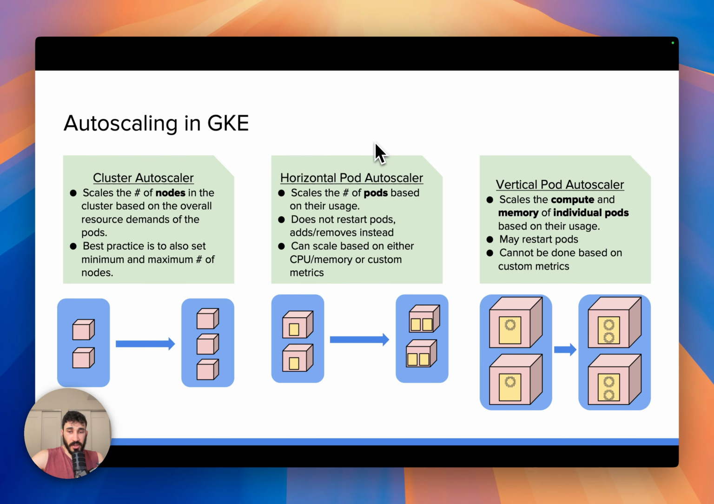Vertical pod autoscaler scales the resources that are available to the pods, right? So the compute and the memory of the individual pods based on their usage. That is what gets scaled with vertical pod autoscaler. It may restart pods, and it cannot be done based on custom metrics. So just contrasting it with horizontal pod autoscaler. This is almost certainly going to be tested on the exam if you take the ACE exam.